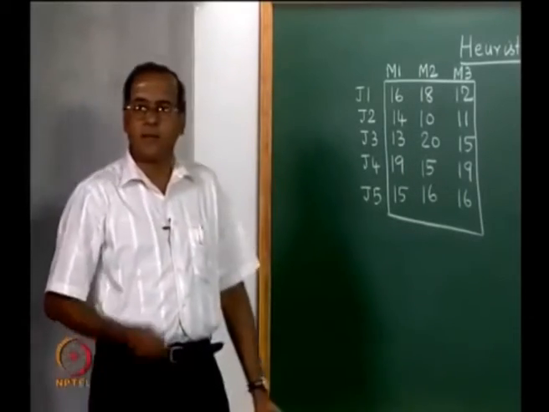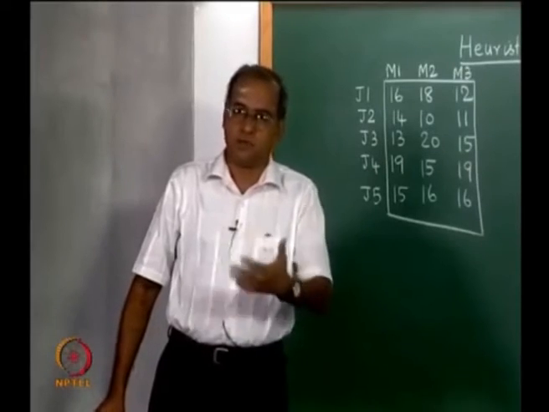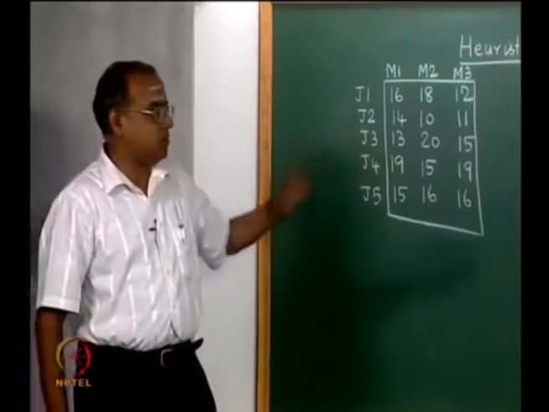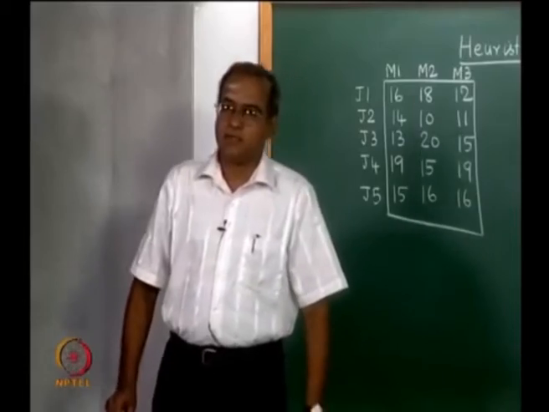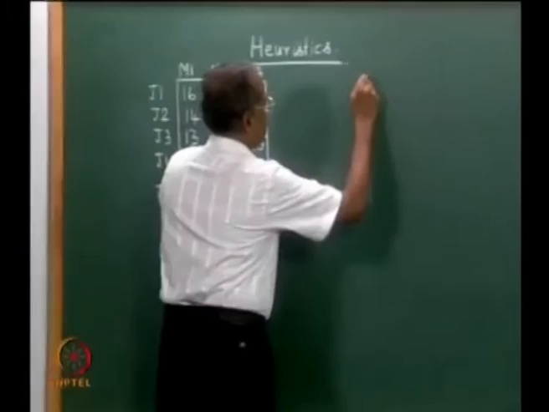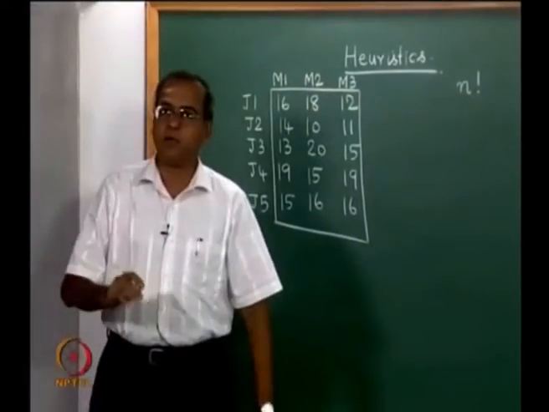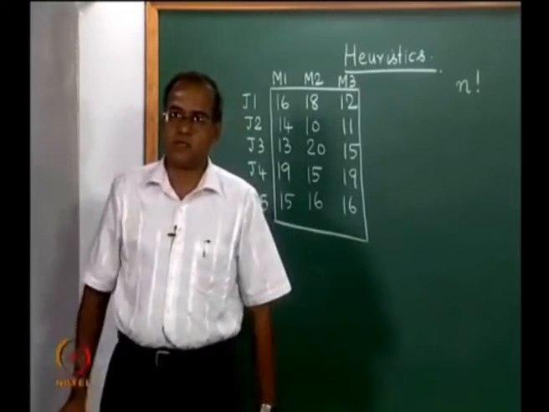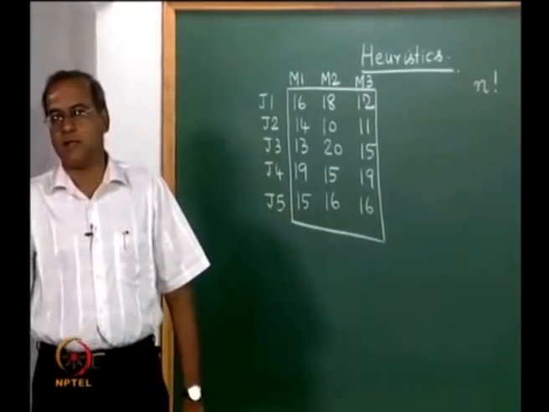We also looked at a branch and bound algorithm which we could use to solve the general m machine problem optimally. In particular, we showed an example with 3 machines. We also mentioned that the branch and bound, in the worst case if there are n jobs, could evaluate all the n factorial possible sequences before it arrives at the optimum solution.